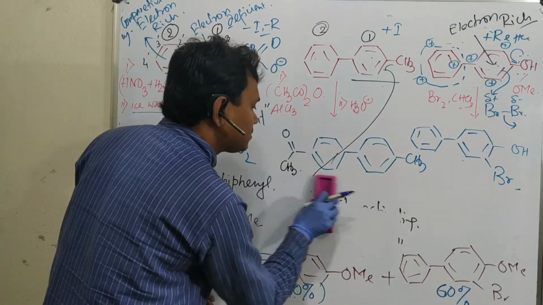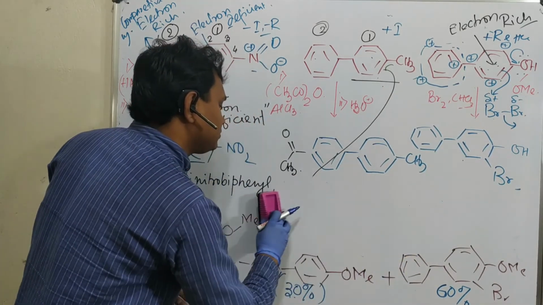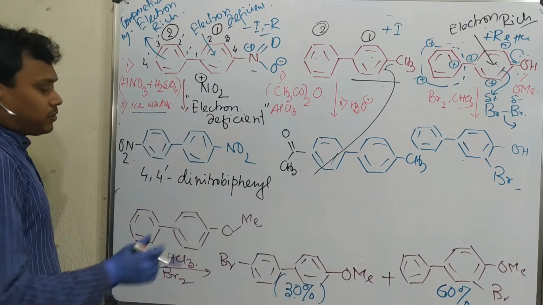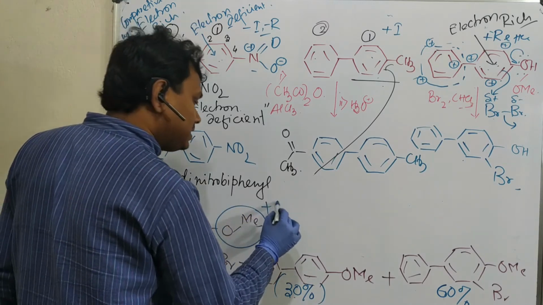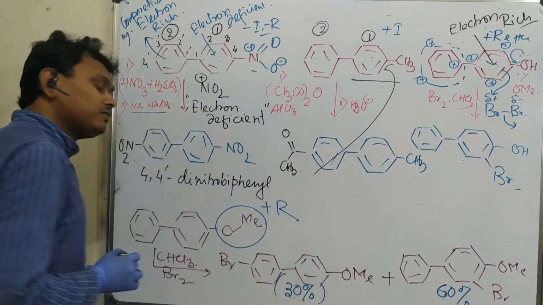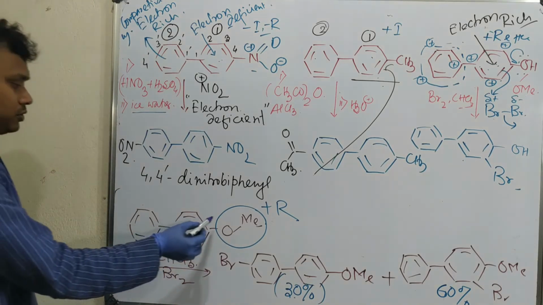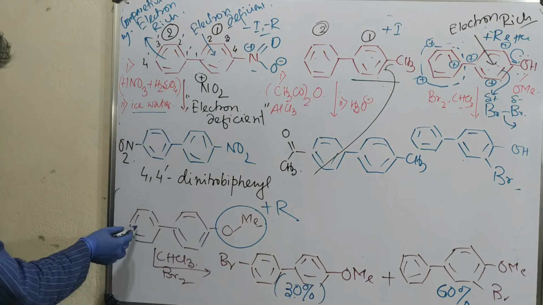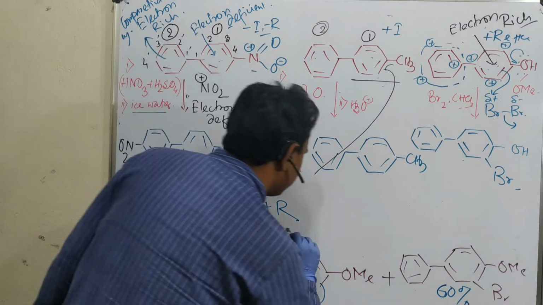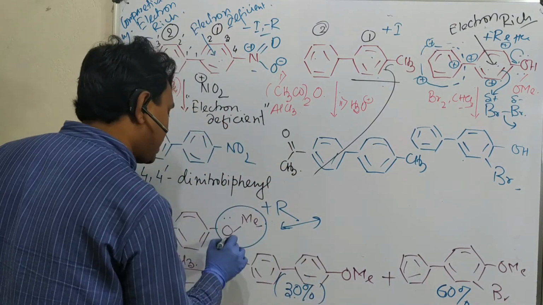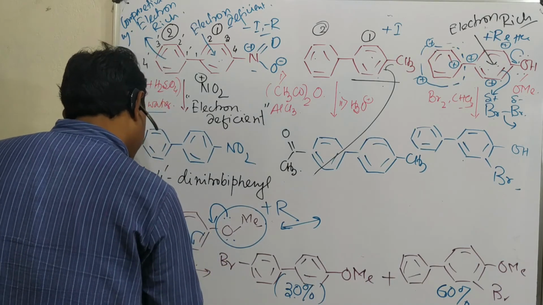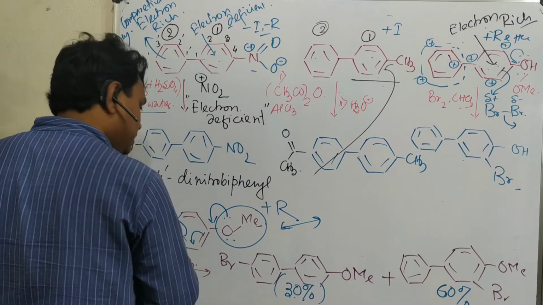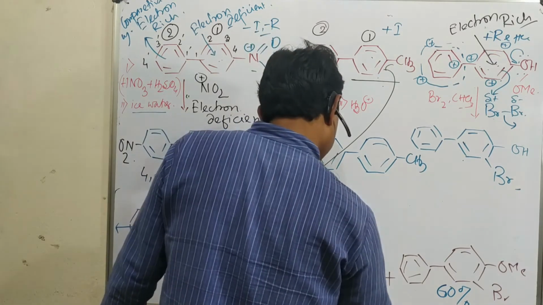Let's clean it. This is not possible in this case. So this is a strongly plus R effect. Fine. So both chances are possible, because if I draw the canonical form of this biphenyl, let's draw about this. So what can happen? It can push, it can push, it can push, it can push it. So in this way, what is possible?